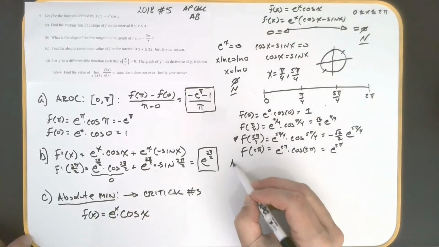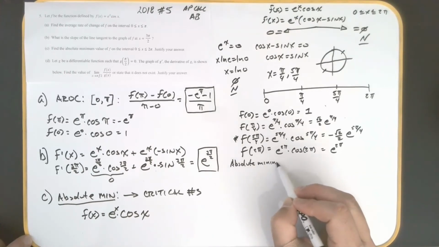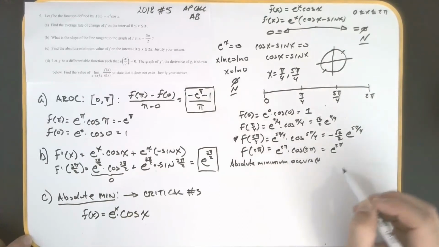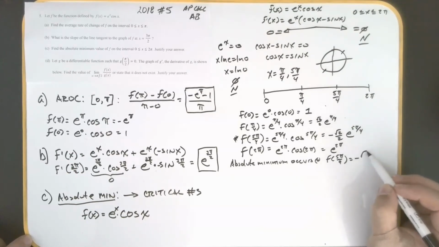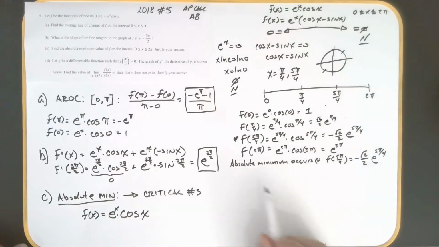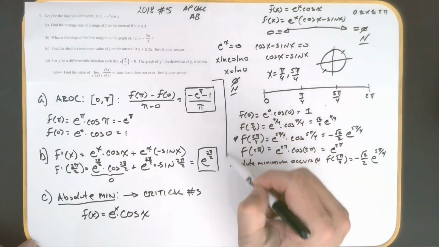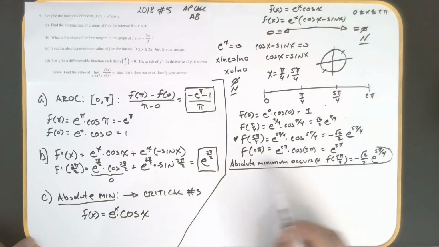So I'm going to summarize by saying absolute minimum occurs at f of 5 pi over 4, which is equal to negative rad 2 over 2 e to the 5 pi over 4. And there's my answer for that one. I'm also going to make a little line right here to separate my work. Alright, so there is that answer there.